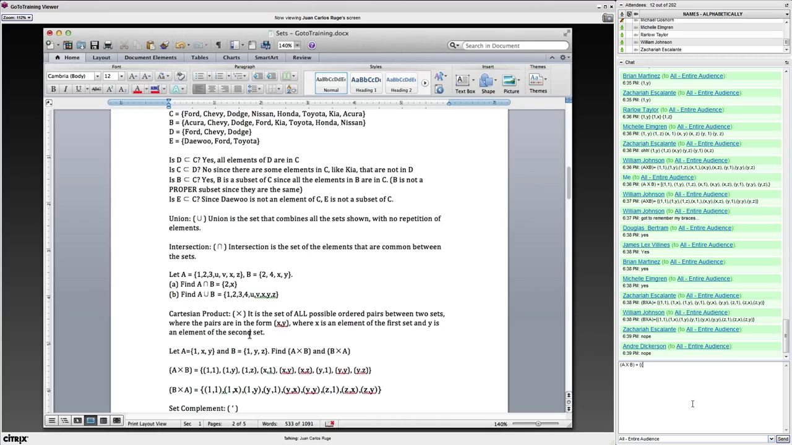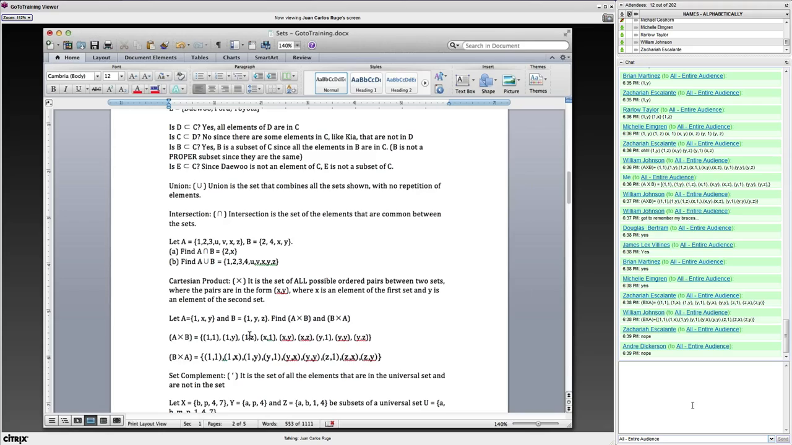Okay. So the next part, set complement. Be careful, because I have to define a couple of things here. It is the set of all the elements that are in the universal set and are not in the set. Well, by the way, I have to say first, the universal set is the set of all the elements in the problem. So first, the universal set is all the elements in the problem.